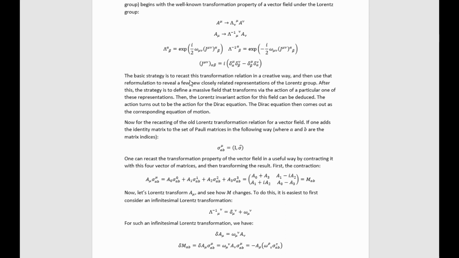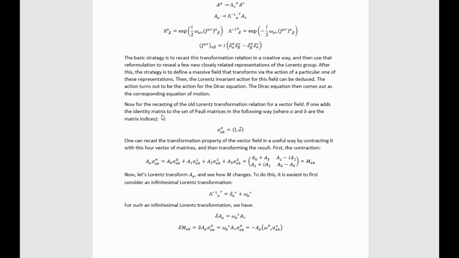The basic strategy is to recast this transformation relation in a creative way, and then use that reformulation to reveal a few new closely related representations of the Lorentz group. After this, the strategy is to define a massive field that transforms via the action of a particular one of these representations. Specifically, the massive field will be a Dirac field, and it will be assembled out of massless fields called Weyl spinor fields, which will have been defined previously. Then the Lorentz invariant action of this field can be deduced. The action turns out to be the action of the Dirac equation. The Dirac equation then comes out as the corresponding equation of motion.